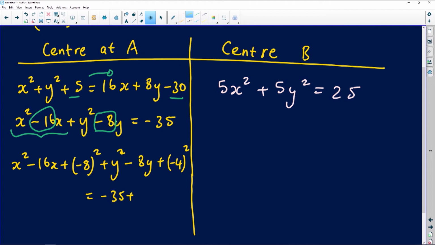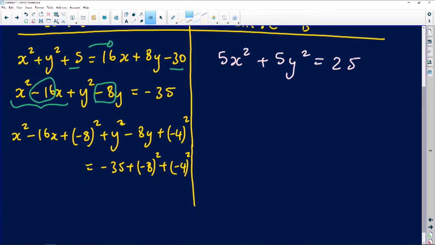Because on the left, I added negative 8 squared, I also need to add negative 8 squared here. Because on the left, I added negative 4 squared, I also need to add negative 4 squared on the right-hand side as well. I hope you guys can follow what is going on there.